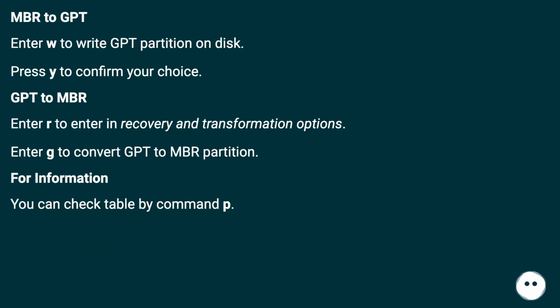MBR to GPT: enter w to write the GPT partition on disk. Press y to confirm your choice. GPT to MBR: enter r to enter recovery and transformation options. Enter g to convert GPT to MBR partition. For information, you can check the table with the command p.